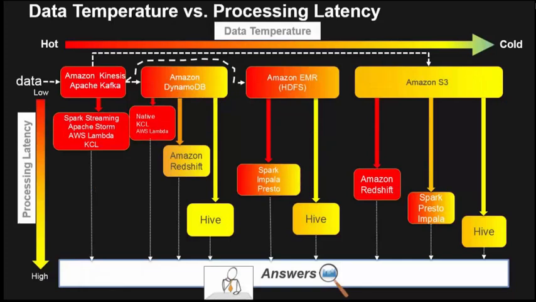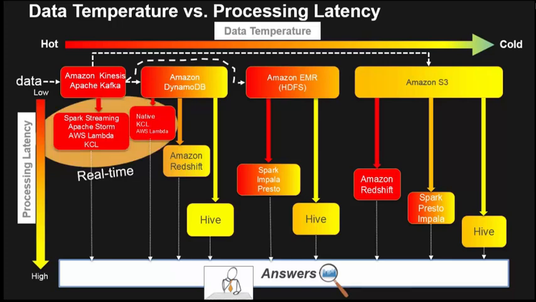If you put this together on the top, you have the data stores such as Kinesis, DynamoDB, HDFS, and S3, going from hot to cold. And then I've also drawn a line in terms of the processing latency from low to high. So if you look at real-time systems, you may be using Spark Streaming or Apache Storm or AWS Lambda or KCL to process data in a very hot store such as Kinesis or Kafka.